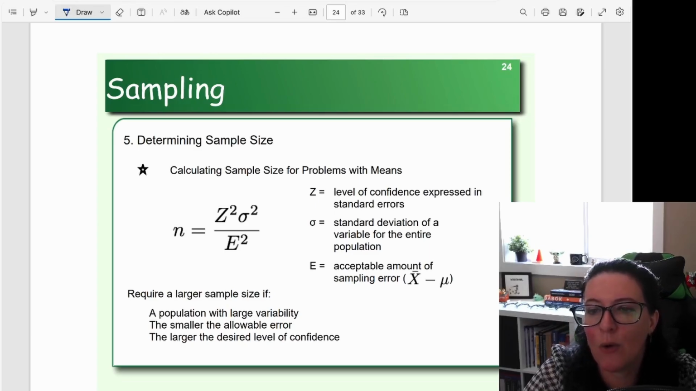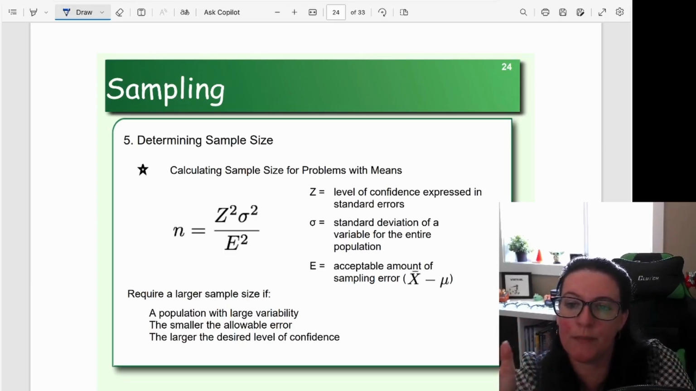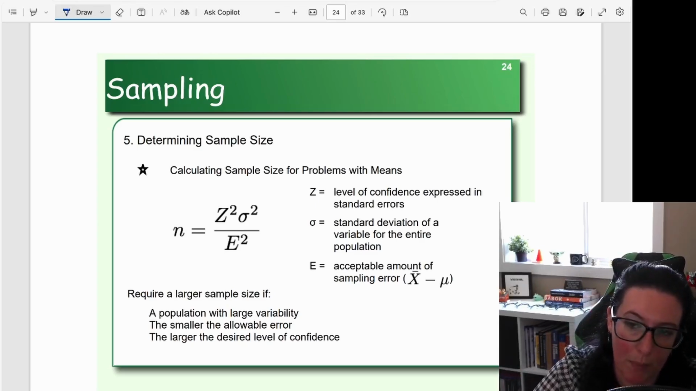Okay. Now, your sample size is going to be bigger if there is more variety in the responses from that population, and if you're less willing to accept sampling error.